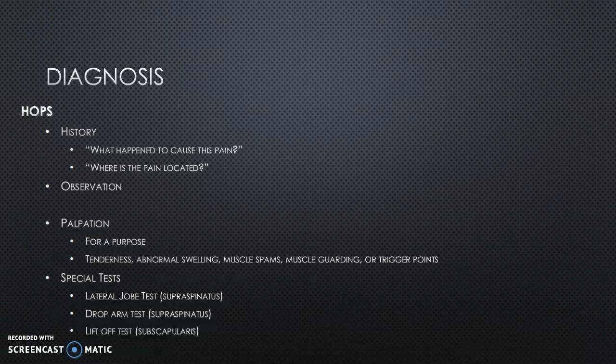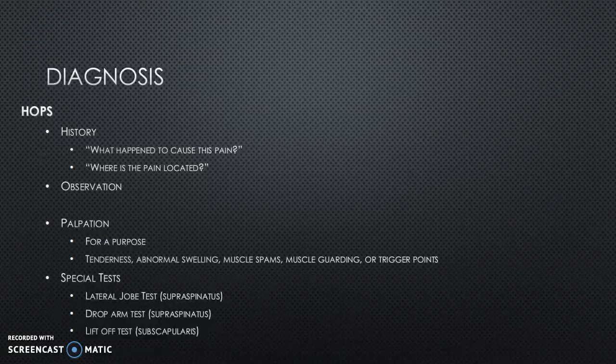This is all going under observation as well. When the patient is actually in our clinic, that is something that we want to look at, as well as looking at any deformities that we may see. We're going to go into palpation next, which is feeling for tenderness, abnormal swelling, and muscle spasms. We're going to feel around the affected area. If they are muscle guarding, they are more likely to have an injury in that location because it doesn't feel good to have it being messed with. So it would make sense.